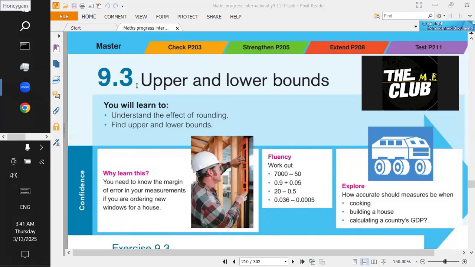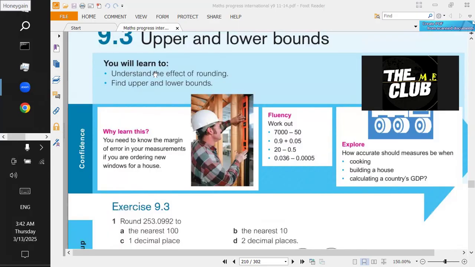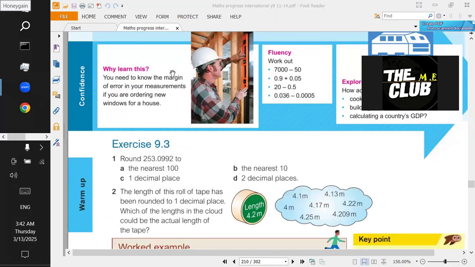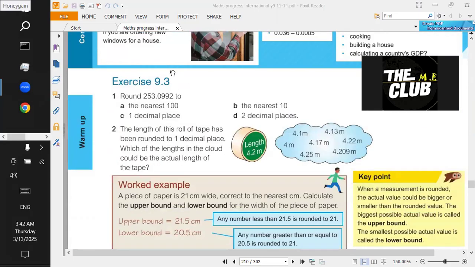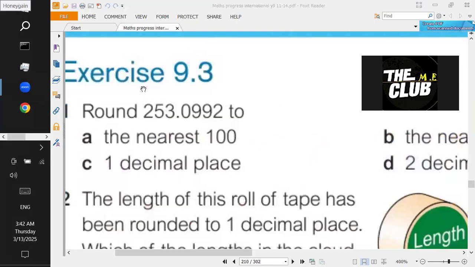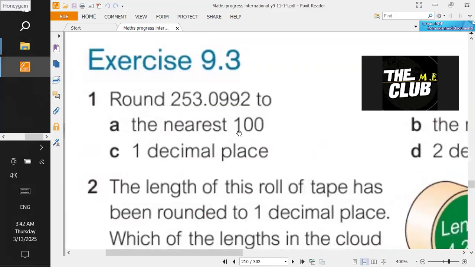Now, 9.3, upper and lower bounds. In 9.3, we're going to talk about upper and lower bounds and how to find them from a question, okay? First, let's talk about some questions related to the same thing. For example, here, round these numbers to the nearest 100.